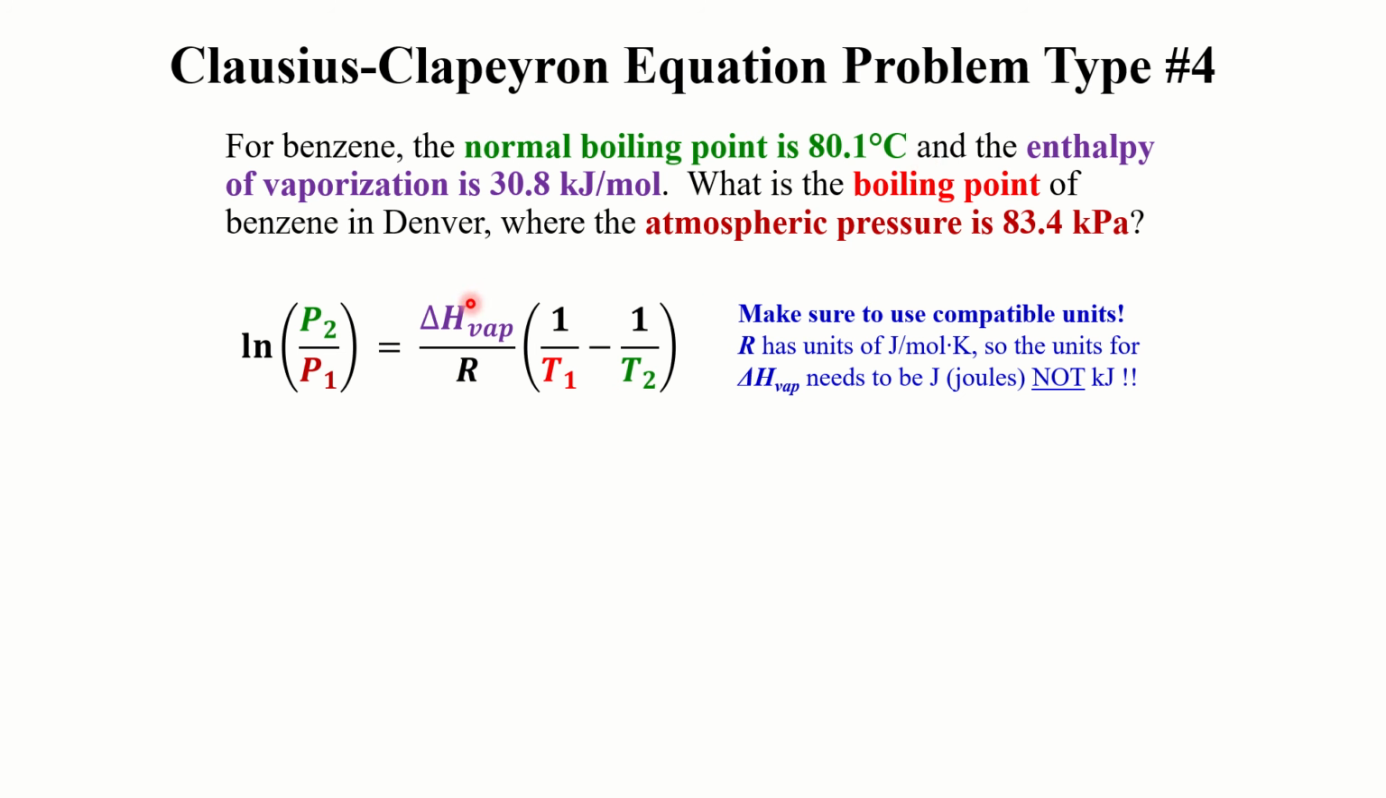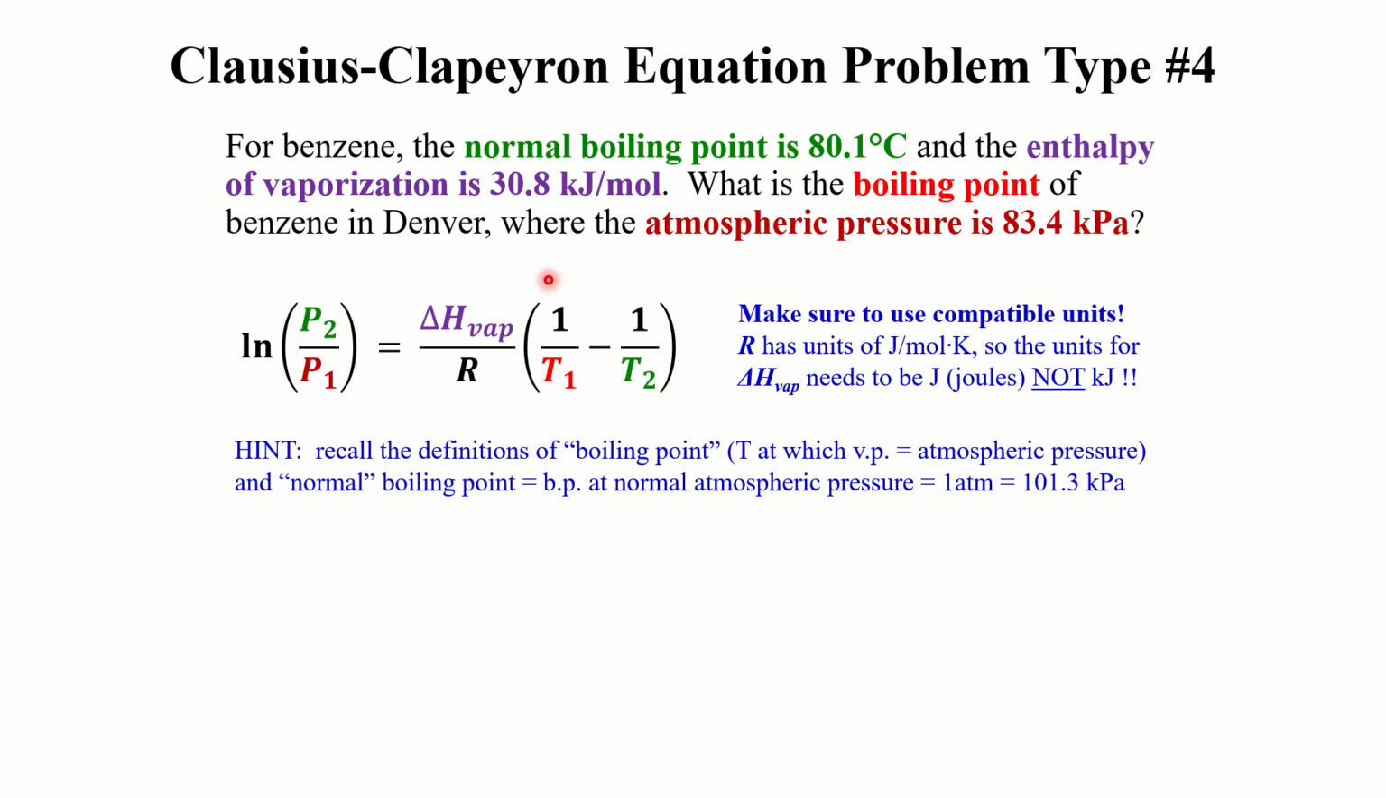Once again, I just want to point out, make sure you're using compatible units. Make sure that delta H value is converted to joules per mole before you plug it in. A big hint here is to recall the definition of a boiling point. See how it says the normal boiling point? So you're given T2, but you're not directly given P2. You're kind of implicitly given it through that term normal, though. Remember, normal boiling point is the boiling point at atmospheric pressure, which is 1 atmosphere or 101.3 kilopascals. So my P2 value then is going to be 101.3 kilopascals.